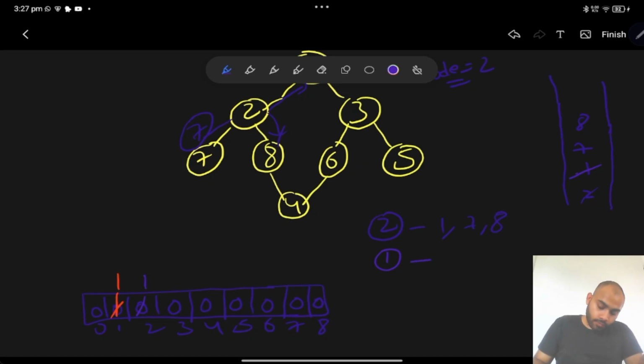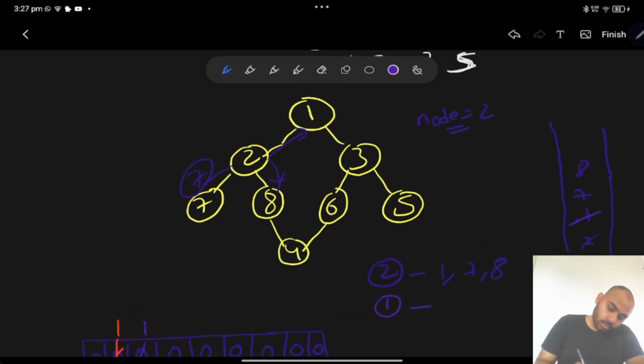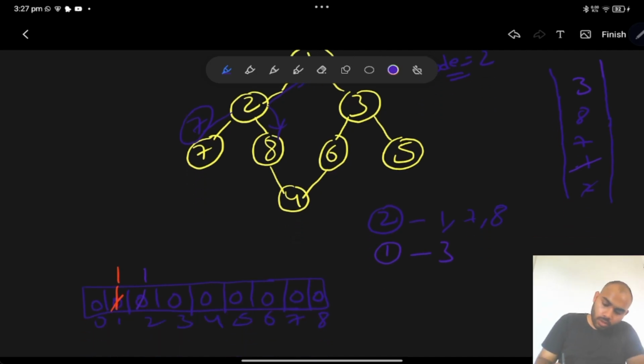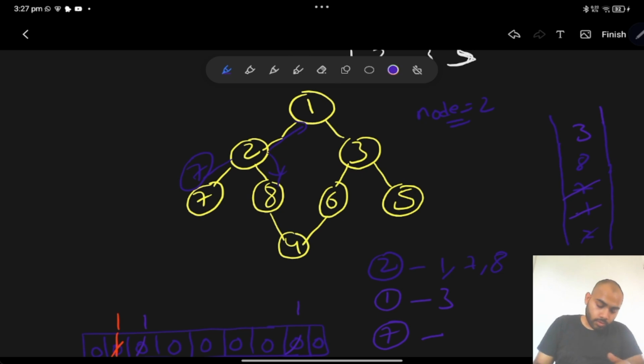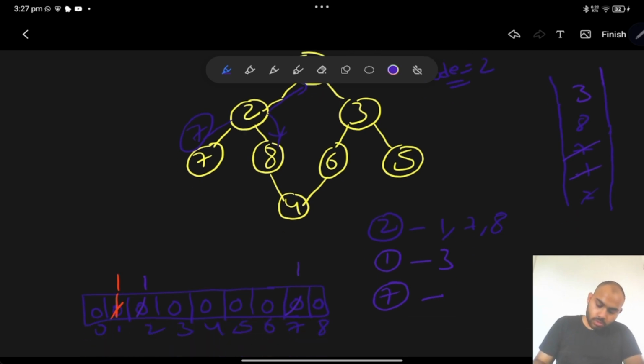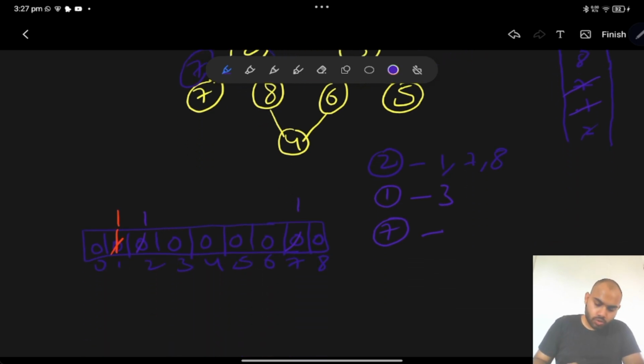And what are the neighbors of 1 now? 2 is already visited, so 3 is the neighbor. The only neighbor of 1 is 3. We'll push it. Now we visited 1 as well. Now we'll dequeue 7. We'll mark it visited first. Now what are the neighbors of 7? 2 is the neighbor, but we don't have any other neighbors of it. So there are no further neighbors to push inside.